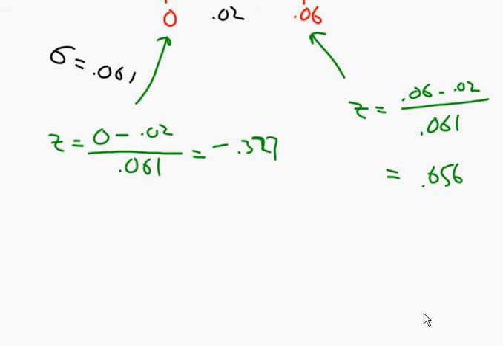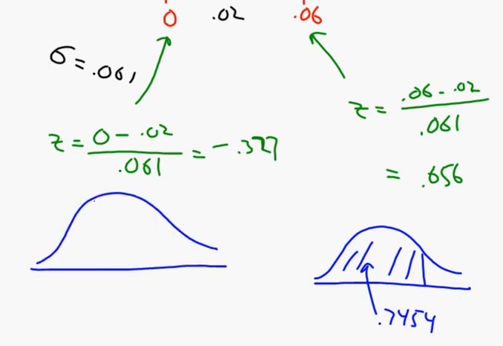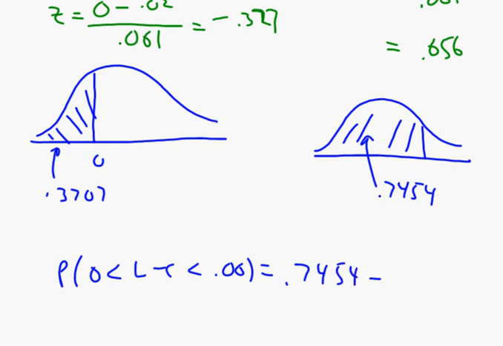All right, so what we also can do now is we can go to our normal distribution chart and look up the areas associated with each of these z-scores. So here, this area associated with this z-score, which is all of that stuff, turns out to be about 0.7454. Over here, this area, to the left of 0, turns out to be about 0.3707. So now we know the desired area, the probability we really want, the probability that 0 is less than lids minus cups less than 0.06 would equal 0.7454 minus 0.3707. And we get an answer of about 0.37.